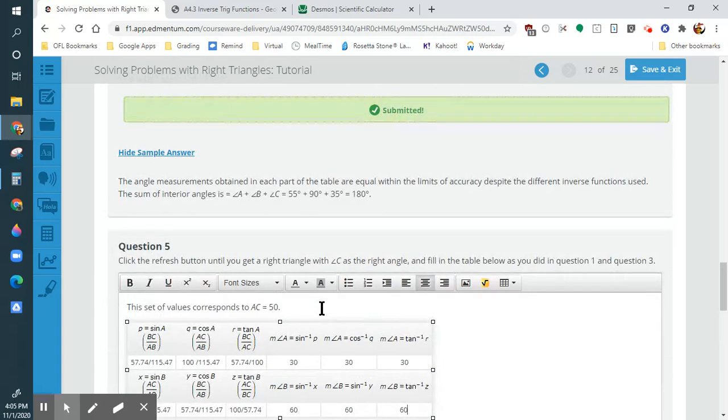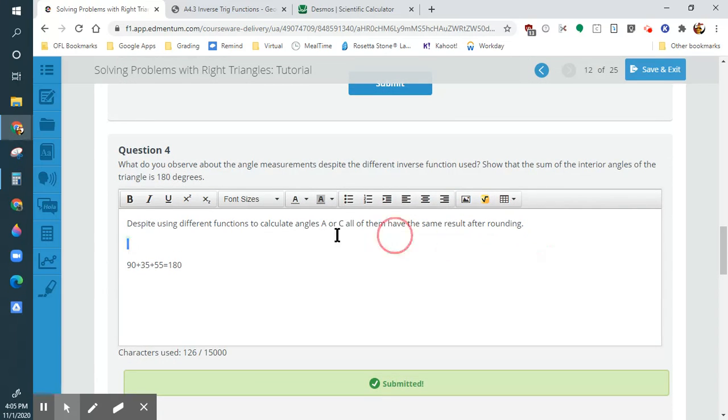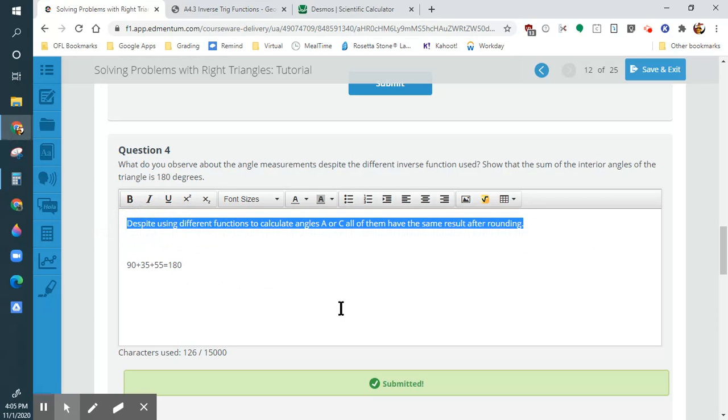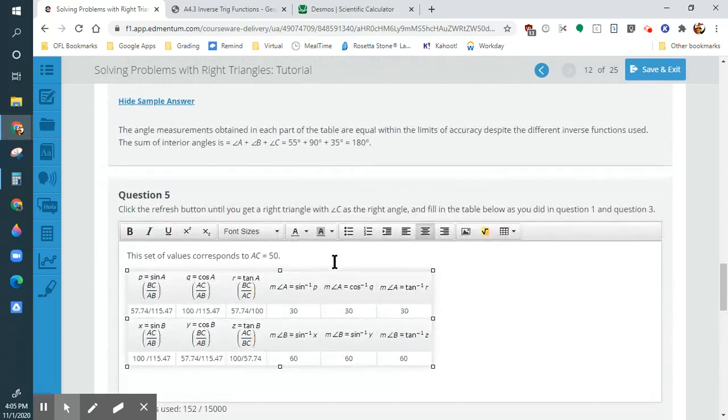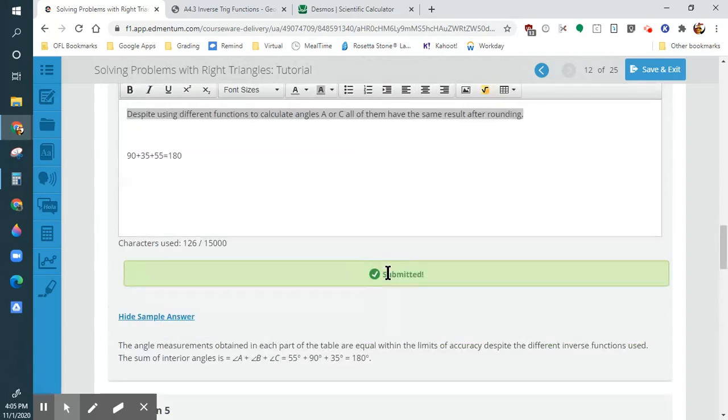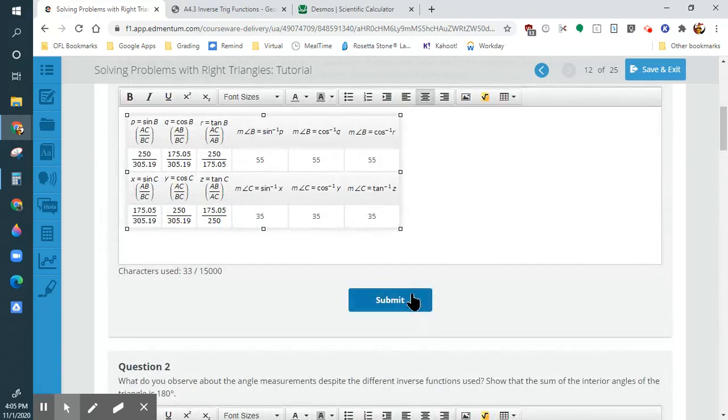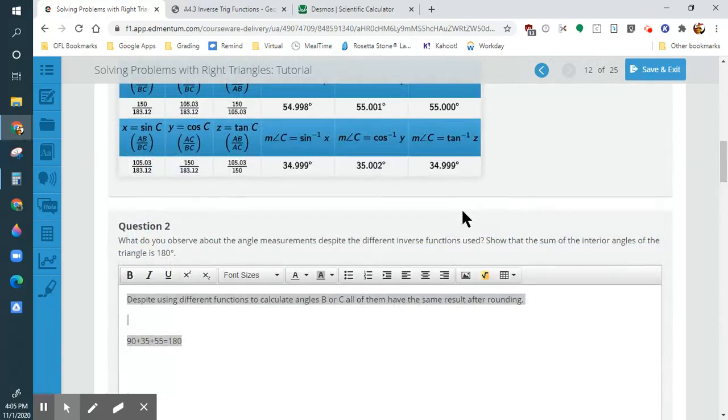Yes, they are. Prove that they're equal to 180. So unfortunately, we can't copy the same thing because it's not the same angles. So we can do this, and I'm going to change the angles to A, change this to B, and proving that they add up to 180. So 30 plus 60 plus 90 equals 180. Submit this. Have I been submitting? I don't think I submitted this one. I did submit this one.